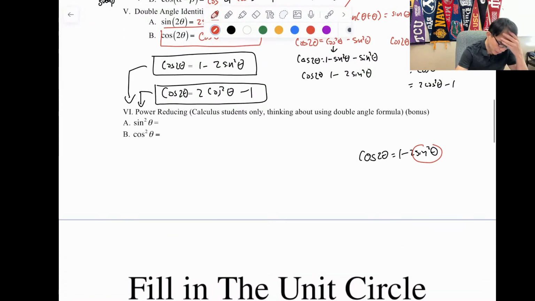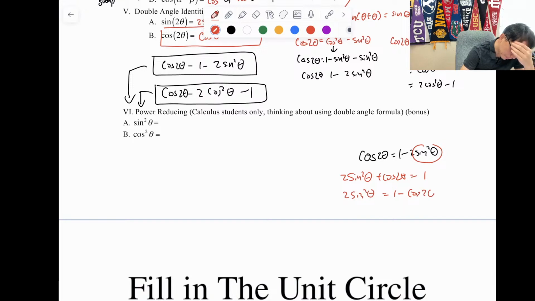So I'm going to move the sine squared to the other side. Plus cosine 2 theta equal to 1. And I'm going to do 2 sine squared theta equal to 1 minus cosine 2 theta. I'm going to divide by 2 on all of them. So sine squared theta is going to be 1 minus cosine of 2 theta, big 2 now, small 2, over 2. So that's the first one.